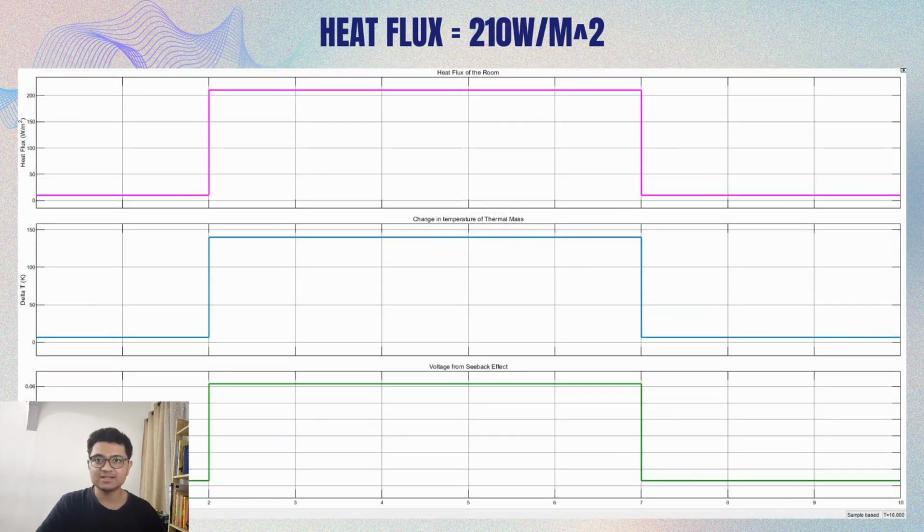Now, how about when the heat flux is 210 watts per meter squared? This is double. Perhaps the human has a higher body temperature at this time. The voltage produced here is around twice the amount from earlier, implying that the temperature change and voltage produced are positively proportional to each other.